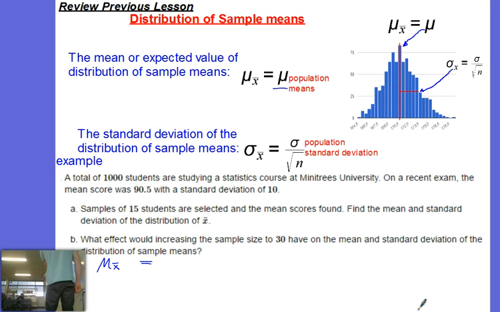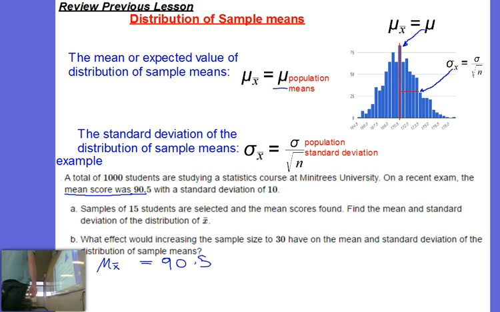Okay? So from the question, what's referring to the population mean? That's correct. Yep, there it is. It's the mean score of the exam was 90.5. So there's no math there, it's just recognizing that you're looking for the mean of the population. Alright, now the standard deviation, this is the next thing, the standard deviation of the distribution of our sample means is given by the population standard deviation divided by the square root of n.